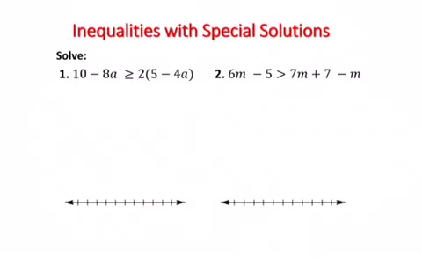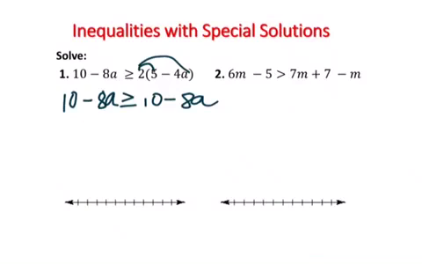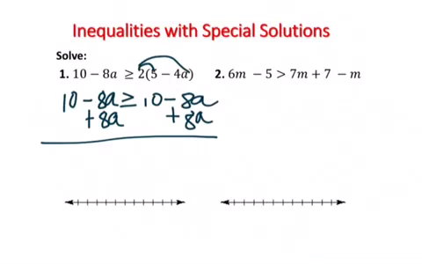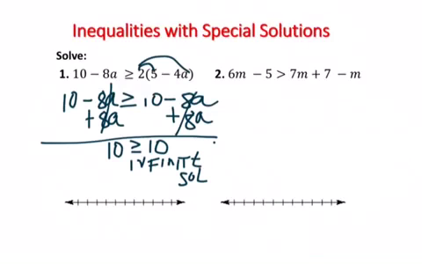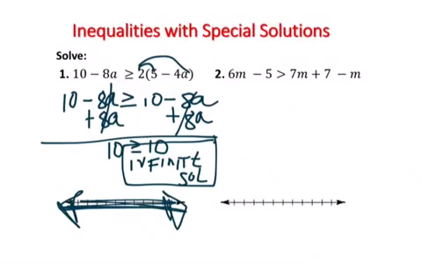Okay, so going to solve this one, let's see, distribute the 2, bring down the symbol, 10 minus 8a, and 10 minus 8a. Okay, so if we add 8a and add 8a, the 8a's go away and we get 10 is greater than or equal to 10. So in this case, since 10 equals 10, since it's true, we have infinite solutions, or all real numbers. So we would graph the entire number line. Every value makes it true.